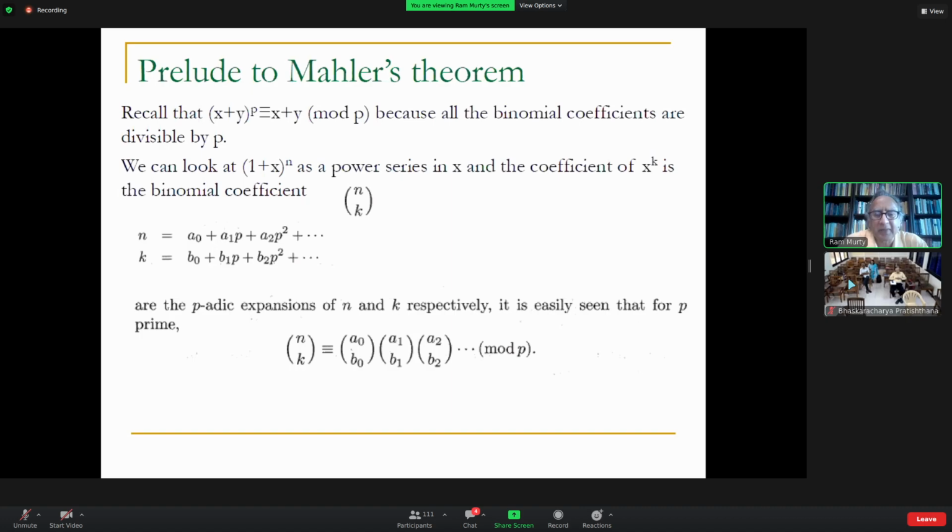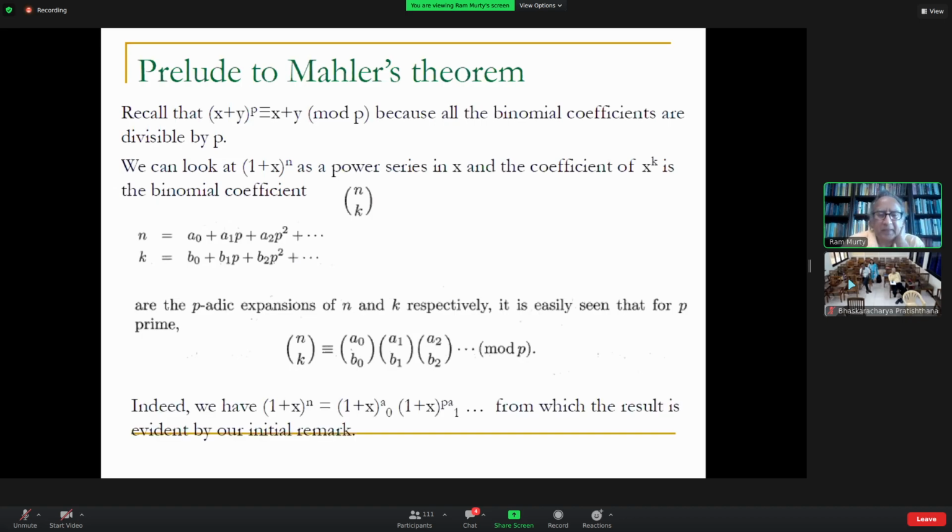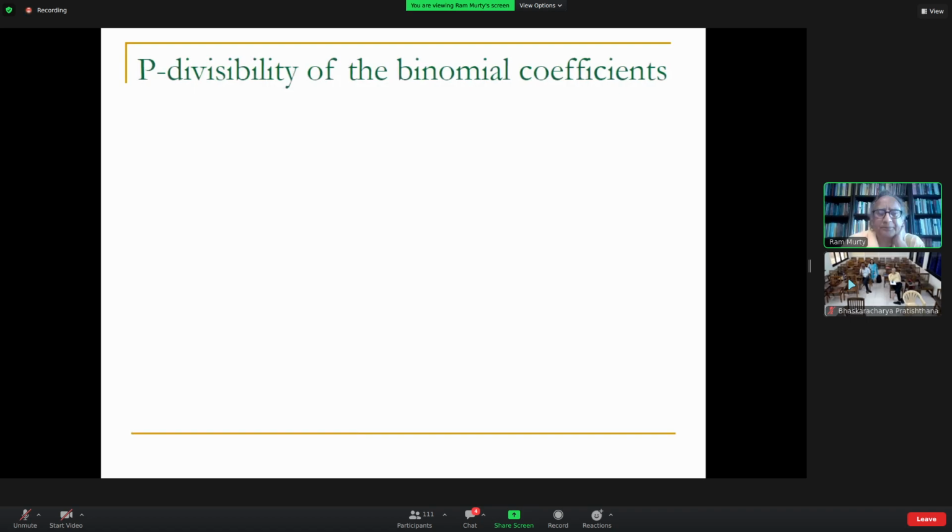Of course, it stops after a while, but that's the nice way of discussing these congruences. And with this particular observation, many congruences with the binomial coefficients get simplified. So the proof is very simple. You just write (1 plus x) to the power n. You write the n in its p-adic expansion, and you write (1 plus x) to the A0, (1 plus x) to the PA1, and so on and so forth, and then you apply induction. So the p divisibility of the binomial coefficients is now easily understood.